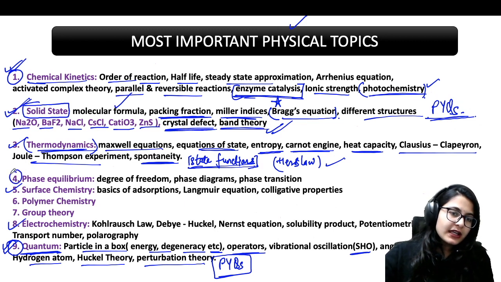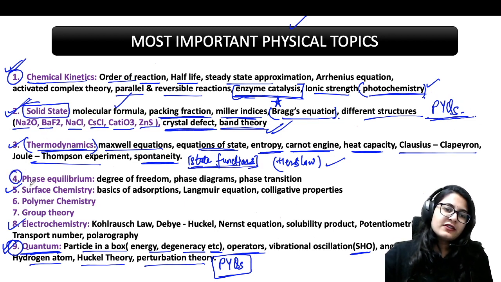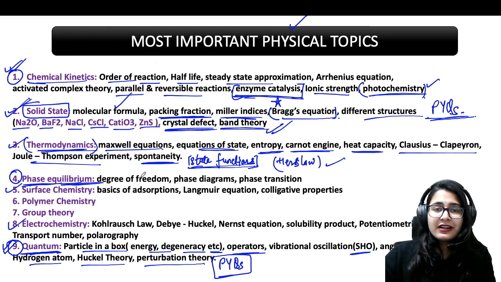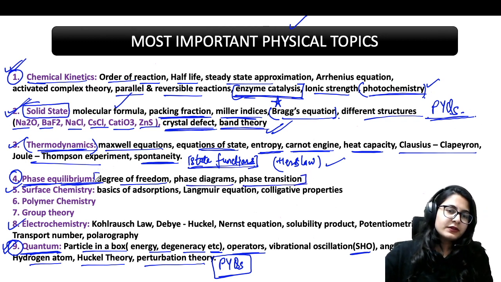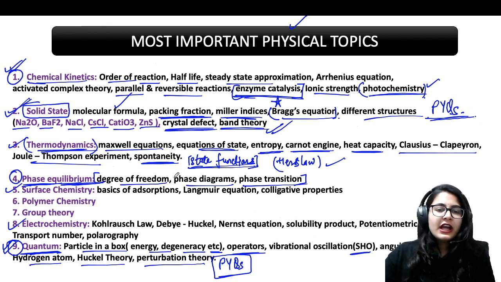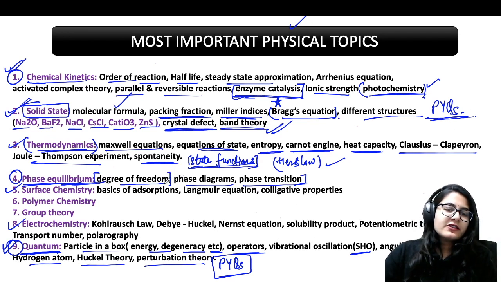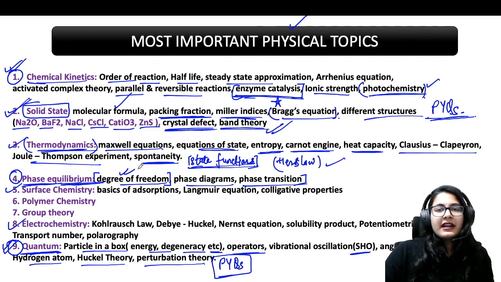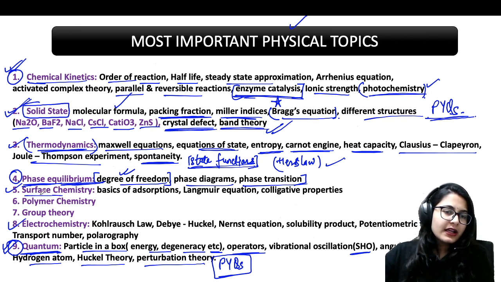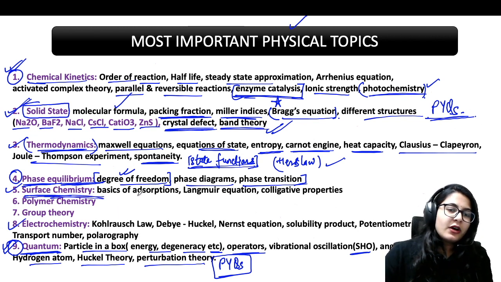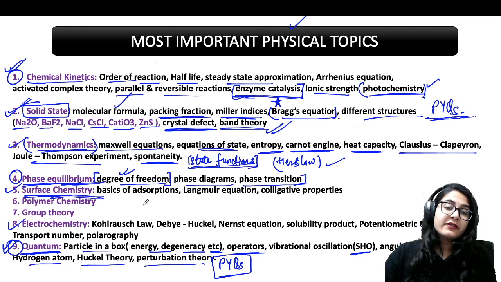About the extension of thermodynamics is your phase equilibria. Okay, not very difficult. Degrees of freedom, phase diagram, and phase transition. But if you find it really difficult, और अगर ये नहीं याद रहता है तो at least do degrees of freedom, because ये direct questions आते हैं. Just use the formula and just find out the degrees of freedom, right? Very easy, simple.